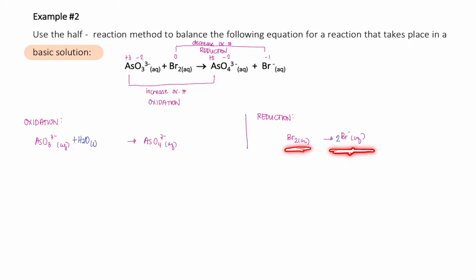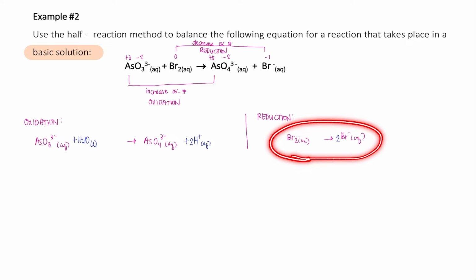And then the next step is to balance the number of hydrogen atoms. To do that, we count. So there are 2 hydrogen atoms here, so we're going to add the hydrogen ion on the right side, H+, aq. So we're going to put 2 hydrogen ions on the right side. Again, for the reduction half reaction, there is no hydrogen involved, so we don't do anything to it.